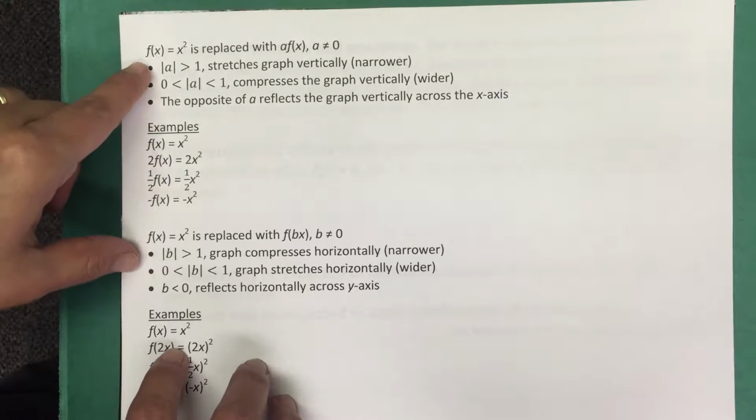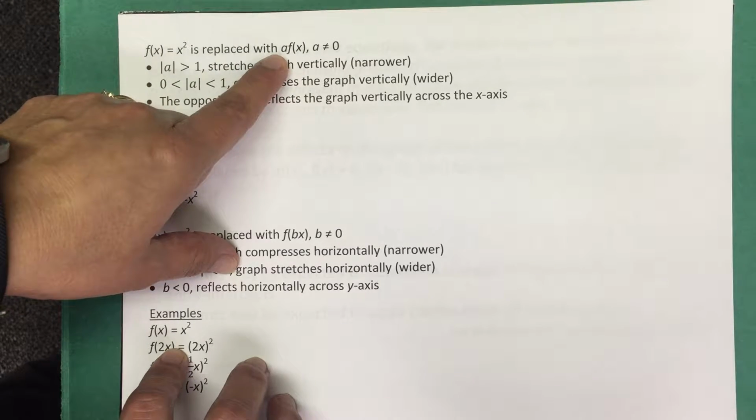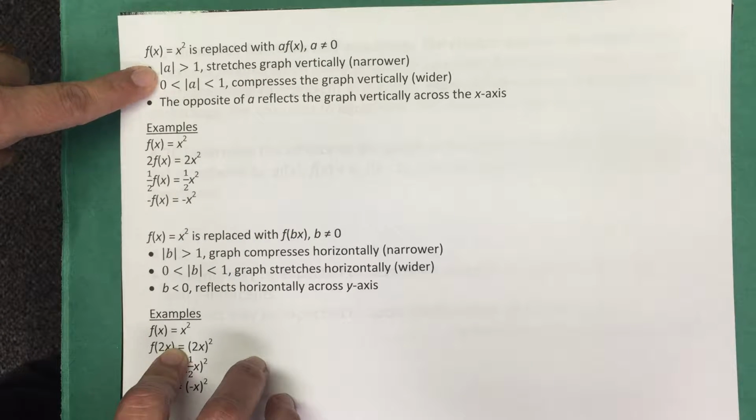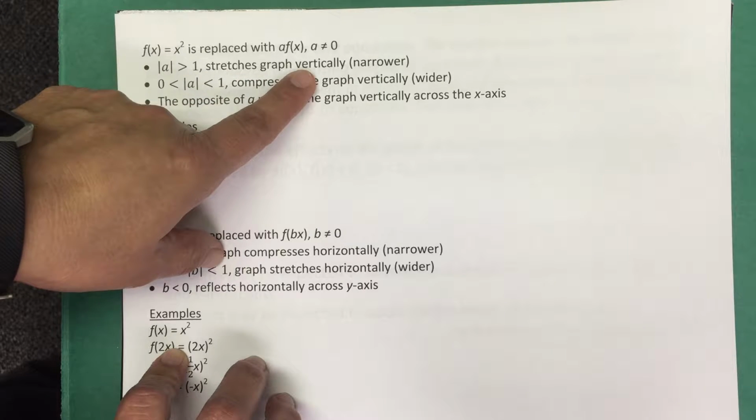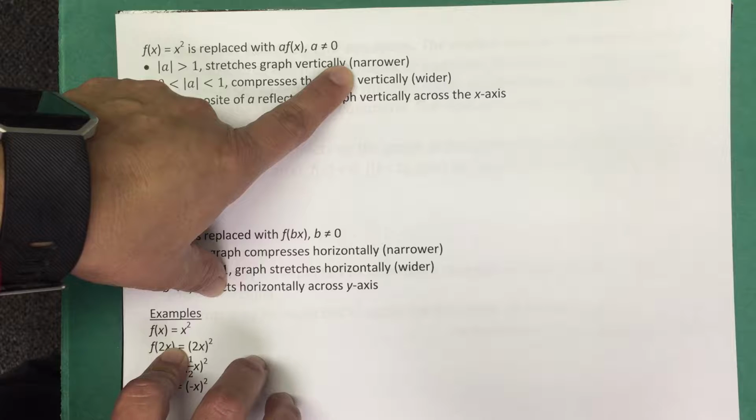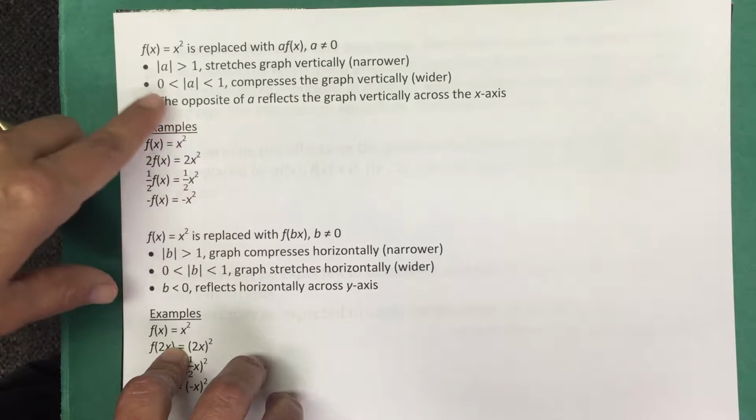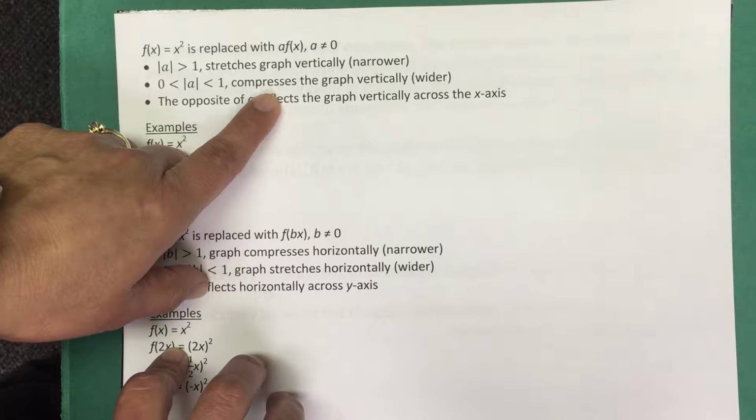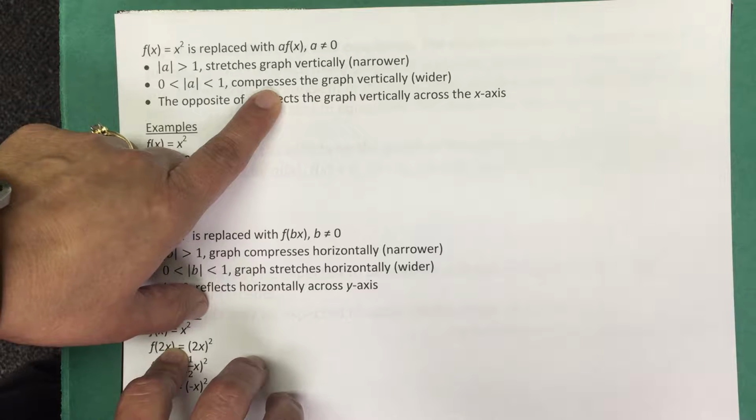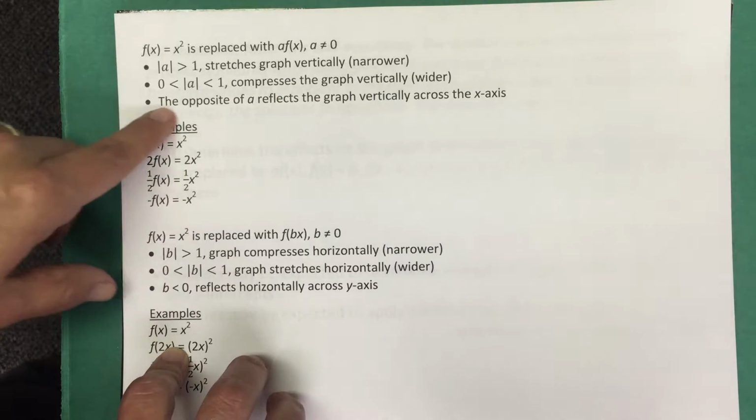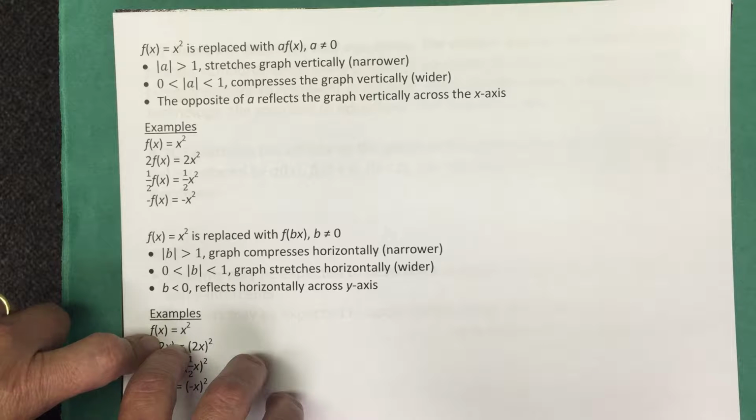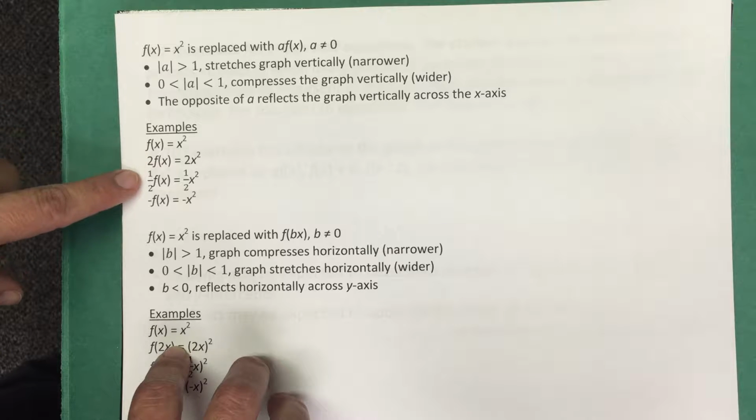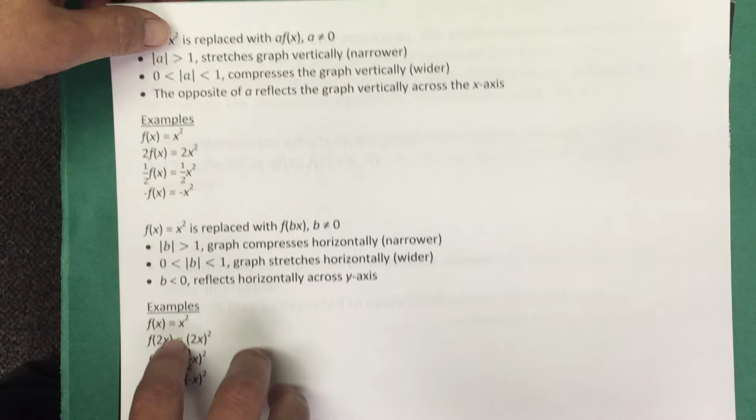So if f of x equals x squared is replaced with a times f of x, where a does not equal 0, and the absolute value of a is greater than 1, it's going to stretch the graph vertically, and the graph will be more narrow than the parent function. If the absolute value of a is between 0 and 1, it's going to compress the graph vertically, which means it will be wider than the parent function f of x equals x squared. The opposite of a reflects the graph vertically across the x-axis. Here are some examples of this type of function.